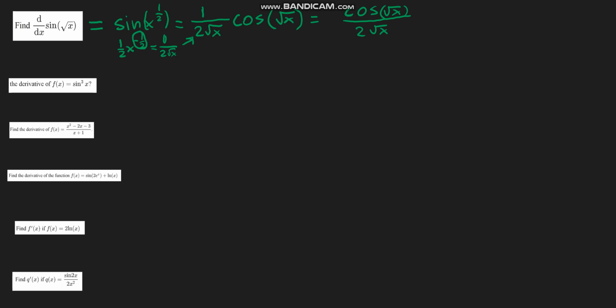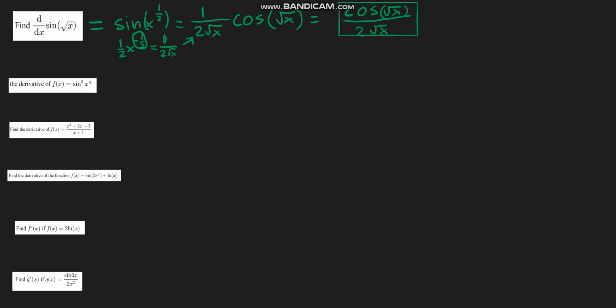And because the root x is not on the left side of cosine, but rather inside its parentheses, you are not allowed to simply cross out the root x on both the numerator and denominator. So this would be our final answer for this one.